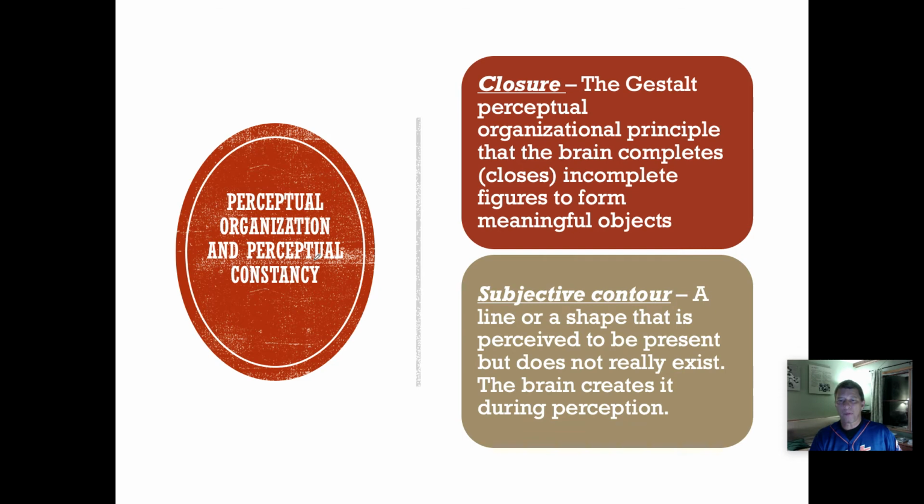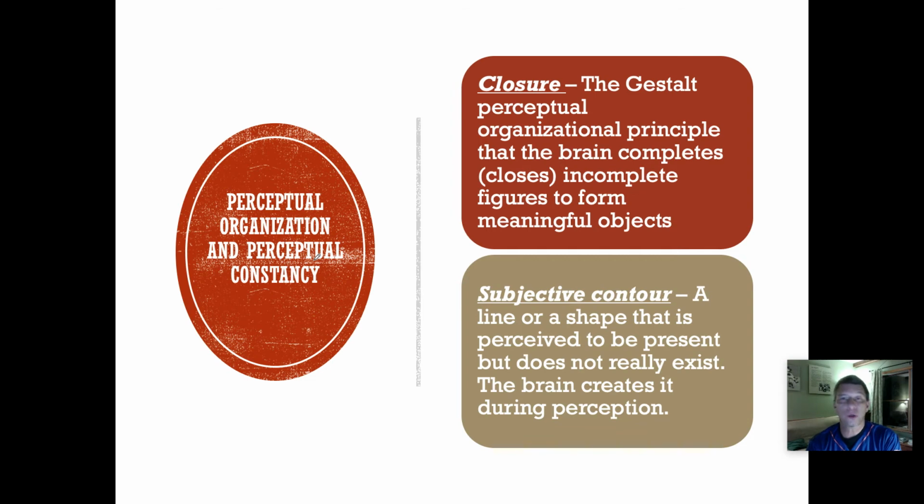Now, there's a couple of other aspects to this that you should be aware of. Two more Gestalt principles, if you will. They are closure and subjective contour. Now, closure is the perceptual organizational principle that the brain completes or closes incomplete figures to form meaningful objects.